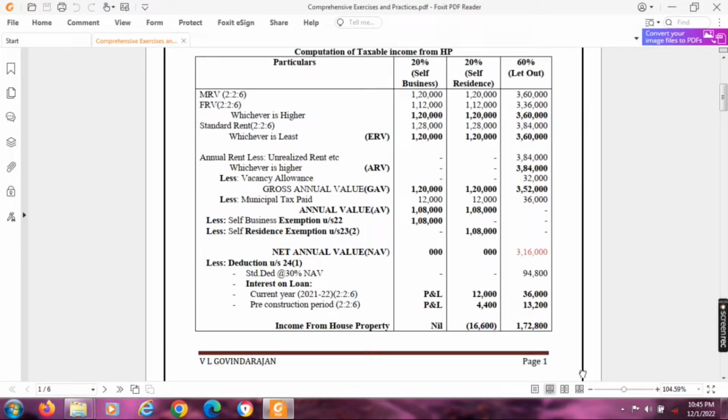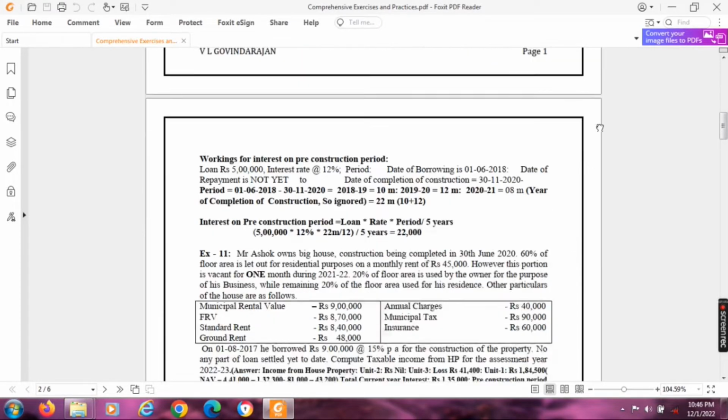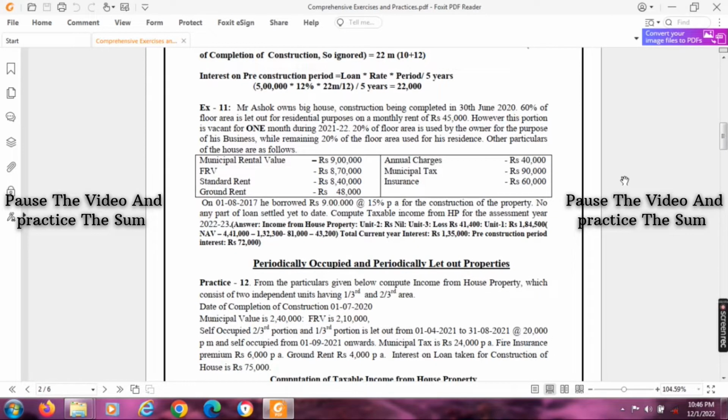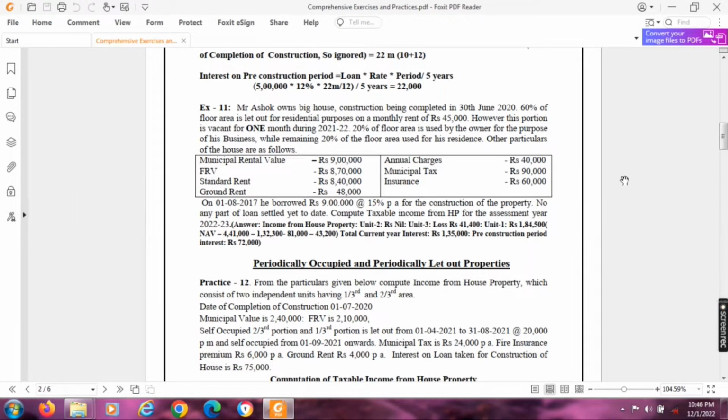So the final income from house property for the residence portion shows a loss of 16,600 and for the 60% let out portion shows income of 1,72,800. In the same pattern, the listeners can practice exercise 11 for their easy understanding.